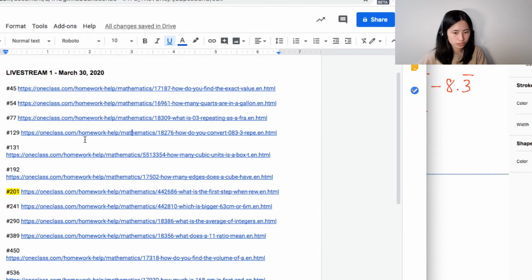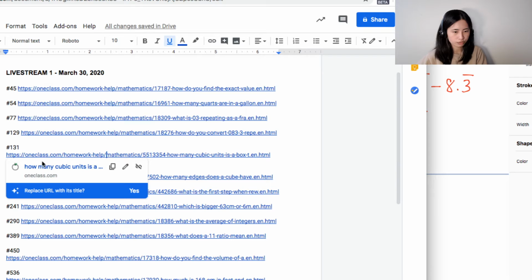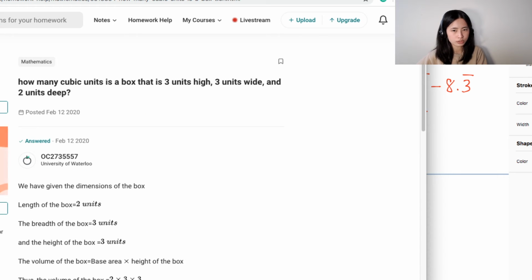Okay, so we've done that so far. Let's move on to this question. It says, how many cubic units is a box that is 3 units high, 3 units wide, and 2 units deep? First of all, just ask yourself, what exactly is this question looking for?